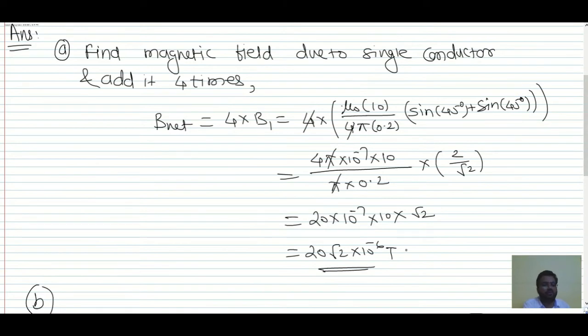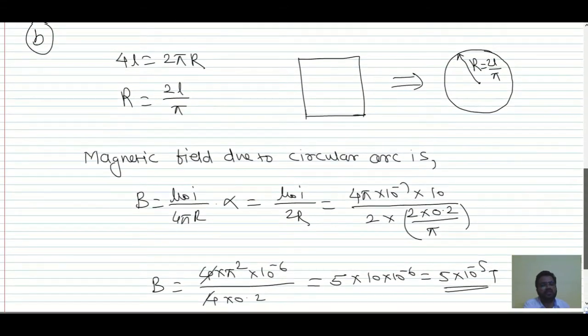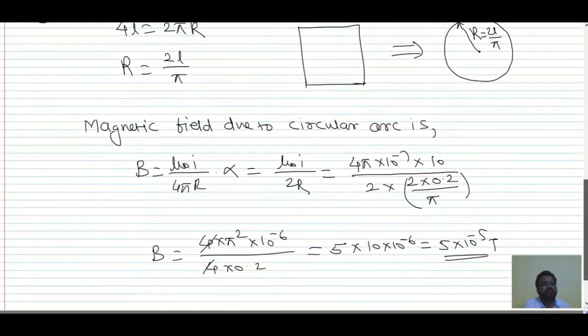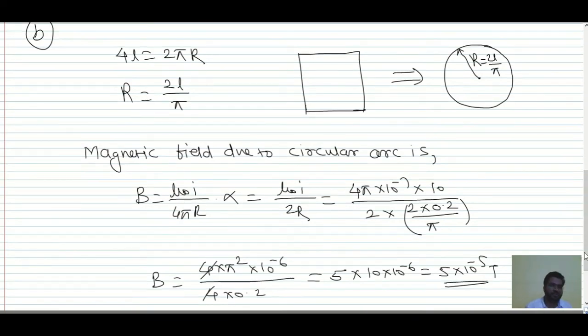And this is 20 root 2, what does this indicate? This is around 2, this is 1.414, no? So 2.82 into 10 to the power minus 5 Tesla. So if you convert this into a circular one, the magnetic field will automatically increase, we can say, right? So I hope this is clear.